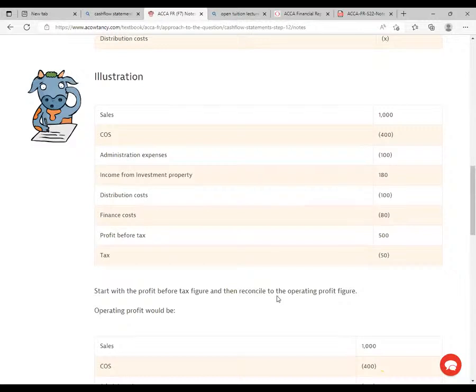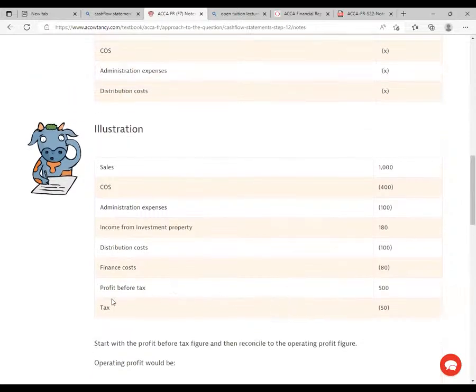Now, I would want to see whether I have a very good student in this room who will be able to give me the operating profit from this information given. Take your calculator, press like that, and tell me the operating profit is this much. Let me see who will be able to get this correct. Operating profit will be how much?